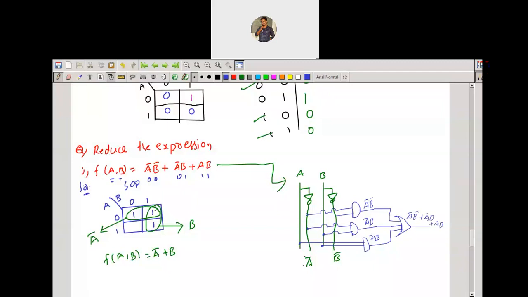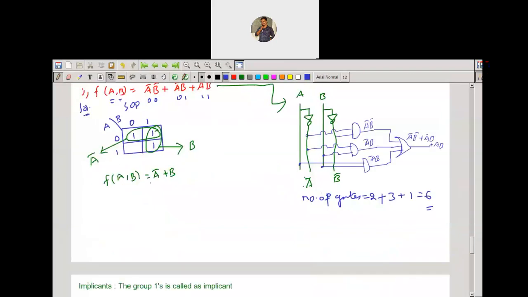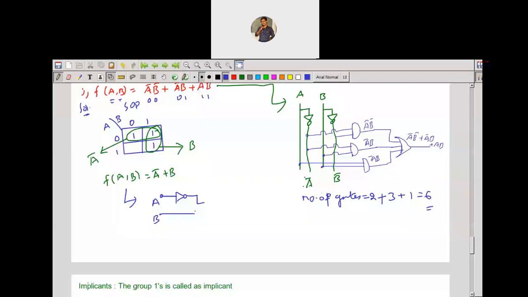So total how many gates do you require here? Two NOT gates plus three AND gates plus one OR gate. Totally you need six logic gates. Coming to our simplified expression, A bar plus B, you need one NOT gate for the variable A bar and one B, and it is enough to use one OR gate.